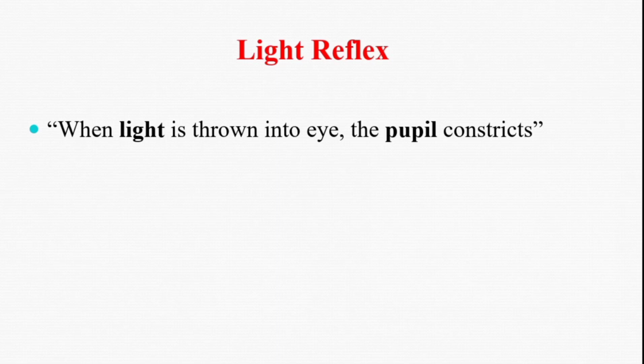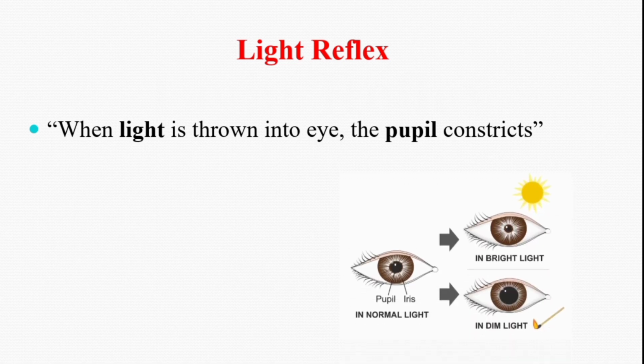It simply means when light is thrown into the eye, the pupil constricts. So what is the purpose of this reflex? Basically, like all other reflexes, this reflex is also protective. It protects our eye from bright light. How does it protect our eye from bright light?